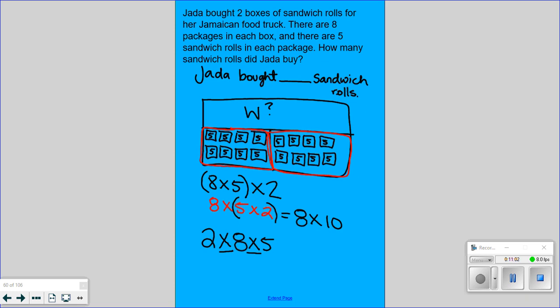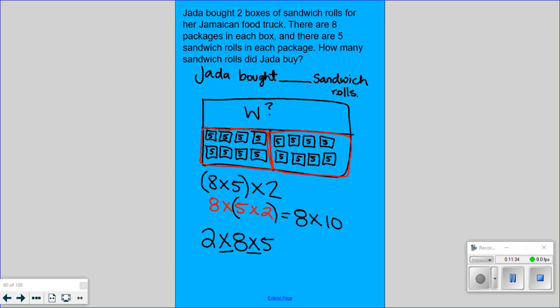How did we get 8 groups of 10? Someone besides Heidi tell me. How did I get 8 groups of 10? I don't have a 10 up there. Where did that come from? Jalen, where'd that come from? It came from the 5 times 2. Yeah, she squished together that 5 times 2, which gave her 10.